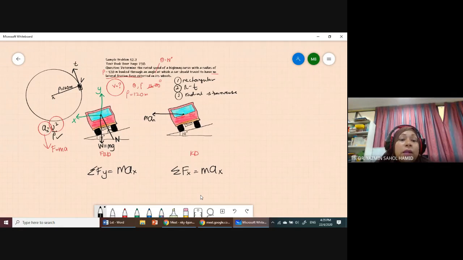Now I want you to write down the equation for Fy and Fx, but make sure you resolve. Your weight here is already in the direction of y. So what you need to do is resolve your N in the y direction and in the x direction. Okay, now let's write this down together.